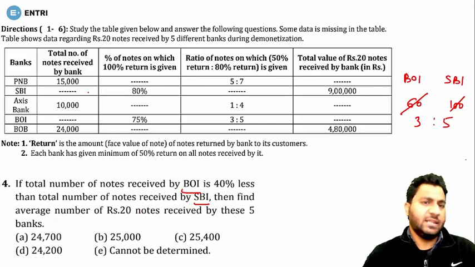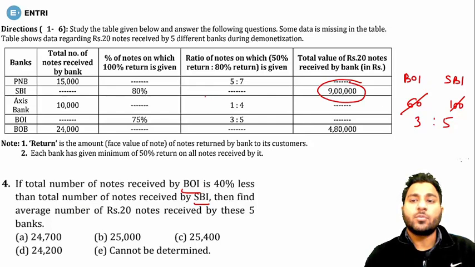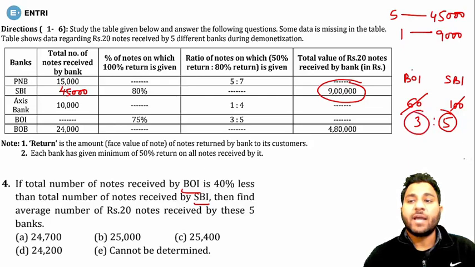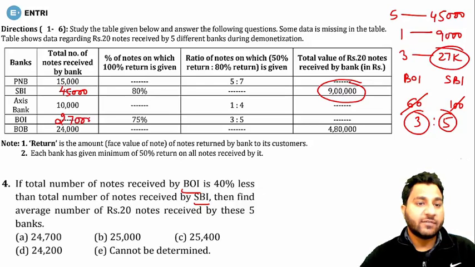So look at this. Does it look confusing? No, I don't think so. If in rupees 20 notes SBI received 9 lakh rupees, which means the number of notes must have been 45,000. If this 45,000 is equal to 5 ratio, that means 1 part is 9,000, and Bank of India will receive 27,000. So Bank of India has received 27,000. Now let's calculate all this data. If you add 45 and 27, it will become 72,000.